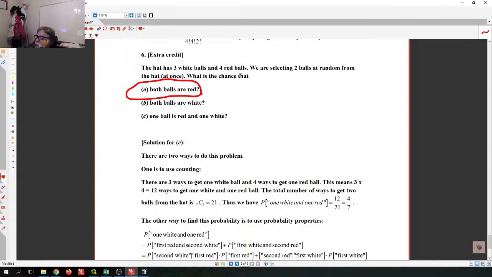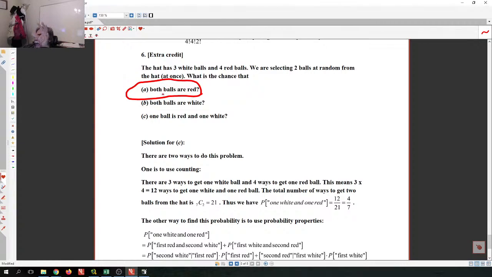The hat has 3 white balls and 4 red balls. We are selecting 2 balls at random from the hat. What is the chance that both are red? What is the chance that both are white? What is the chance that one is red and one is white? Most often you're going to get 1 red and 1 white. I tell you right from the get-go, you have more than 50% chance for that to happen. You have a better chance to get both balls red because there are more red balls, and you have the least chance to get both balls white.